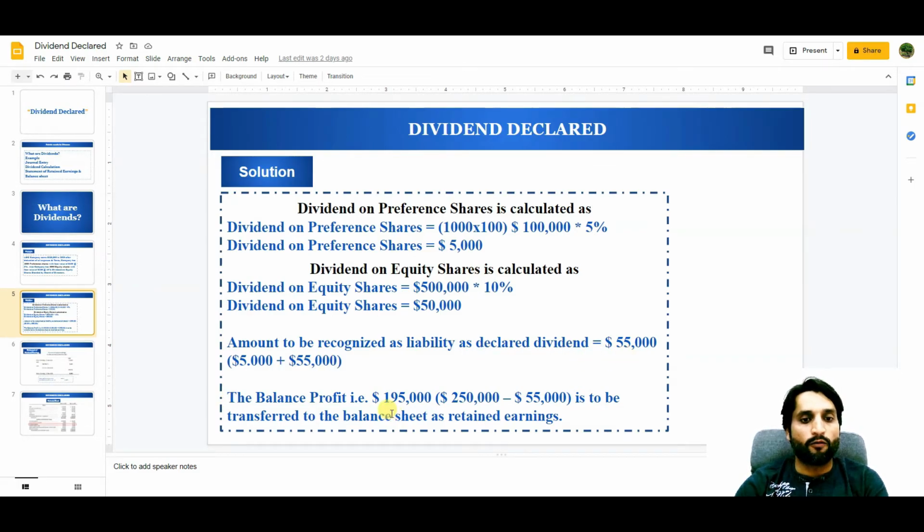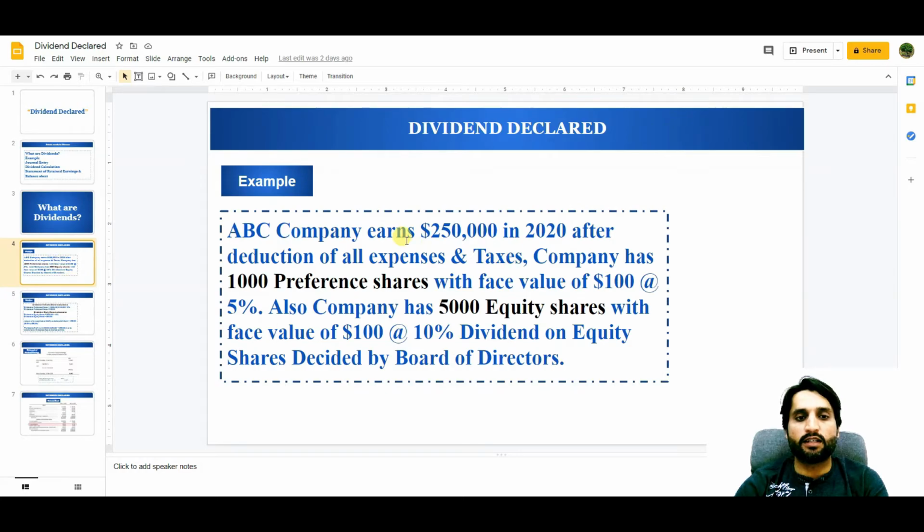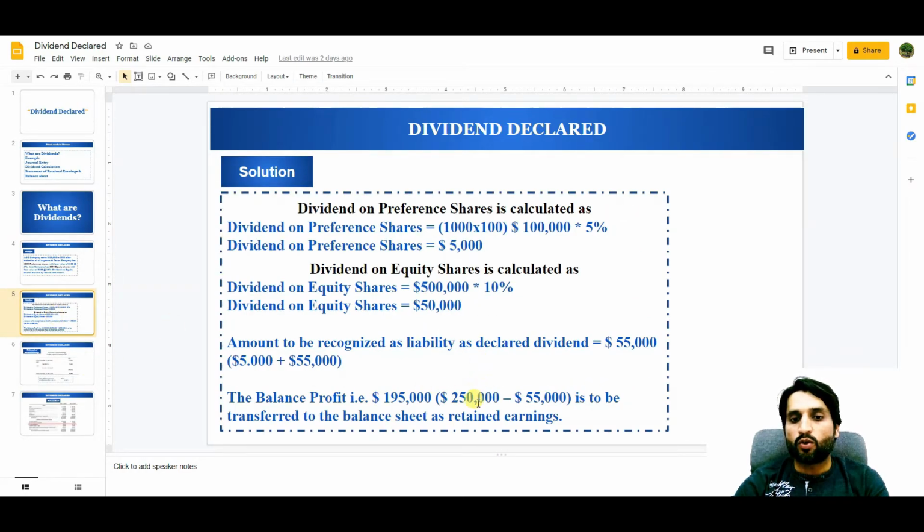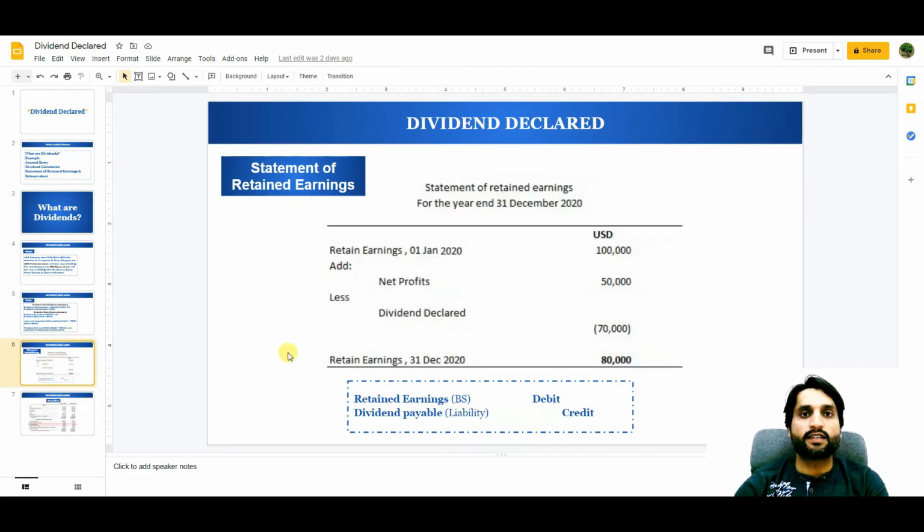So the balance profit: 250,000 minus 55,000. As you can see here, they made a profit of 250,000. So 250,000 minus these dividends, 50,000 and 5,000, which is 55,000. So the remaining balance profit for the company will be 190,000, which will be transferred to the retained earnings account. Let's move further and see the statement of retained earnings.